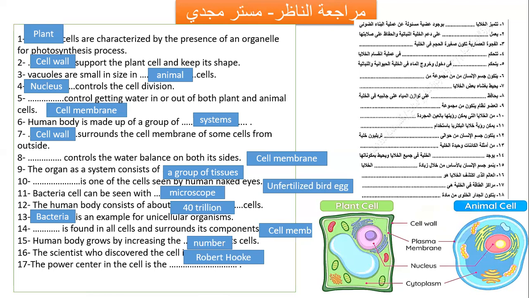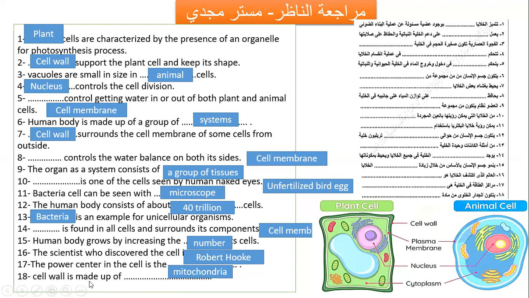Number 17, the power center, the power station of the cell. So which one resembles the power station of the cell? Which organelle provides the cell with energy? Do you remember? Yes, this organelle. So this is the mitochondria. Mitochondria is the organelle that provides the cell with energy. So power station or power center is the mitochondria.